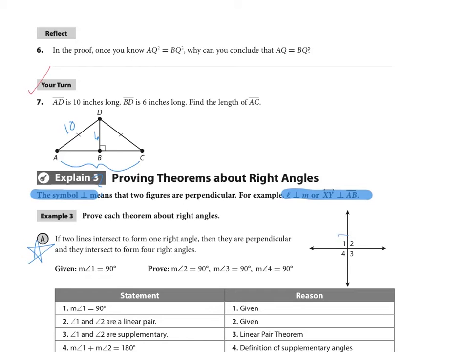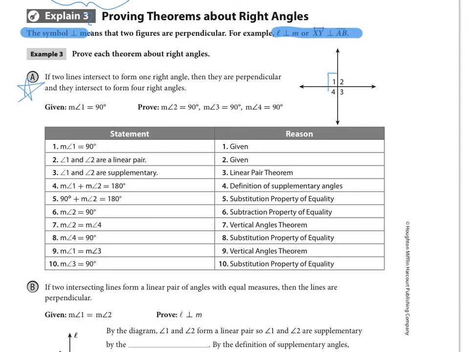Given that the measure of angle 1 is 90 degrees, so we can put that right angle symbol on there. Watch what this statement has in mind. So first off, angle 1 is 90. 1 and 2 are a linear pair. And so if they're a linear pair, that means they're also supplementary by the linear pair theorem. And if they're supplementary, that means their measures add up to 180. Again, that's the definition of supplementary.